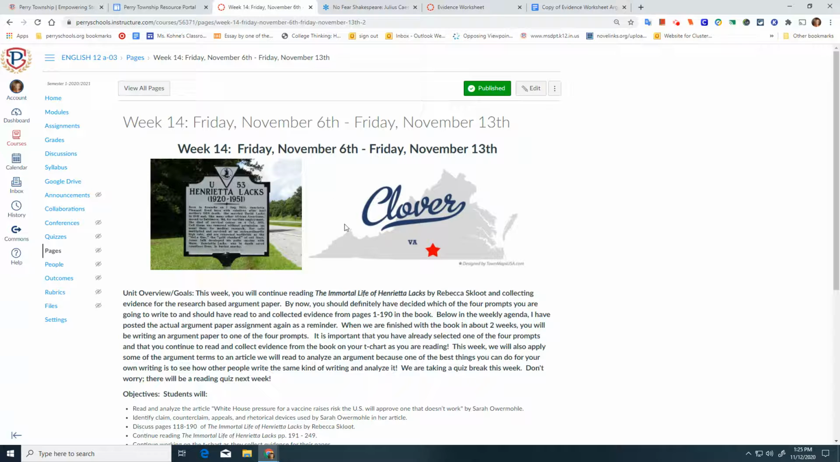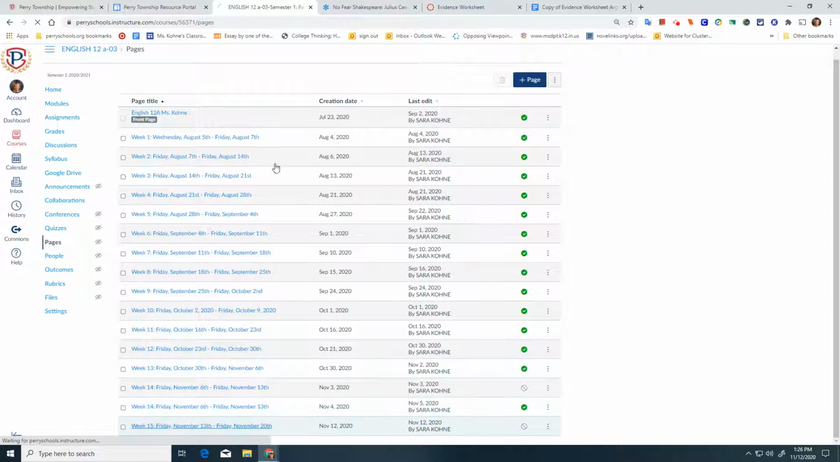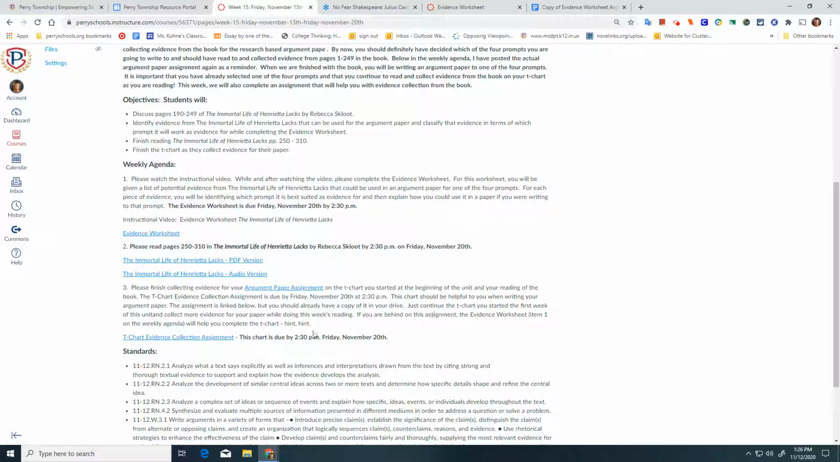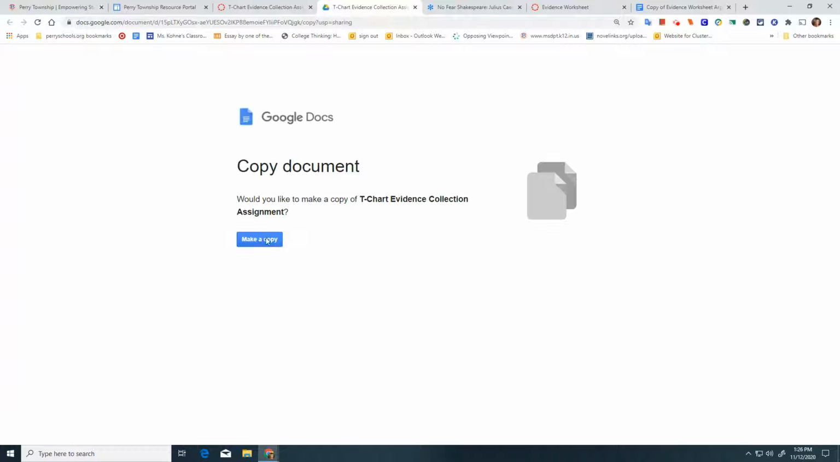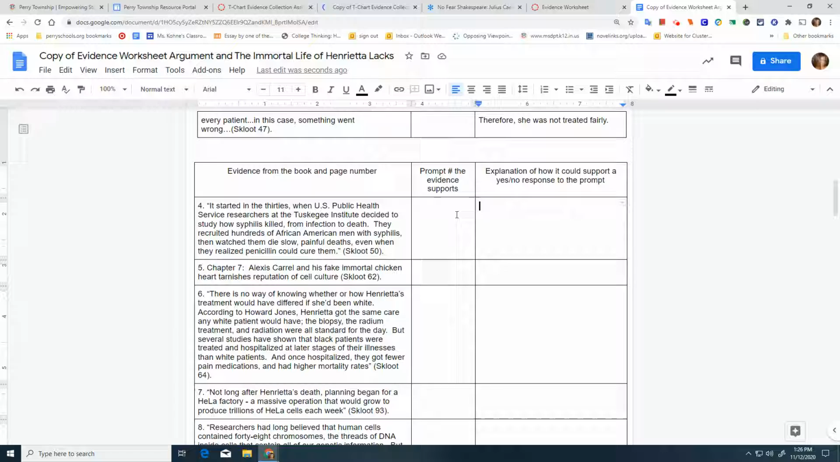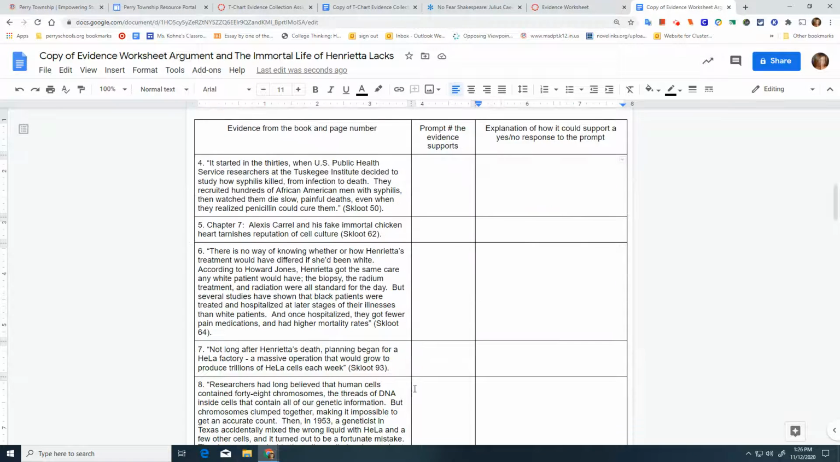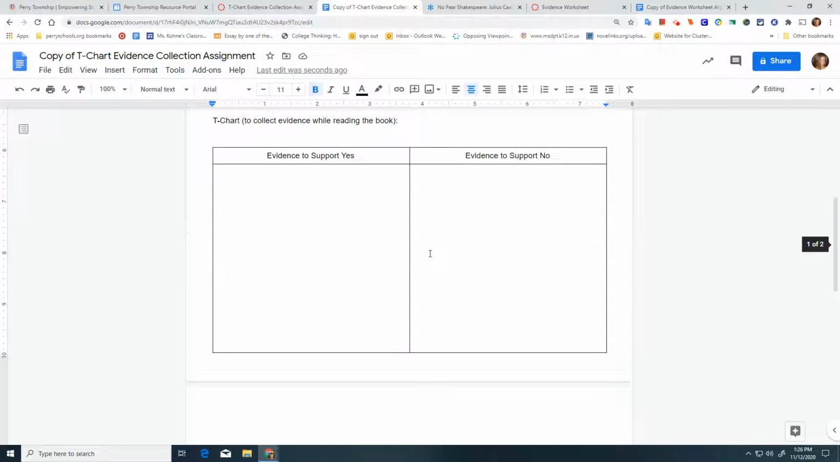If you go to modules and go to your weekly page, which looks like this, you'll recall your T-chart, which you should already have in your drive and be working on. Once you do this worksheet, you can steal some of the evidence that would support whichever prompt you're writing to from this worksheet and plop it into your T-chart if you're behind. Just something to think about.